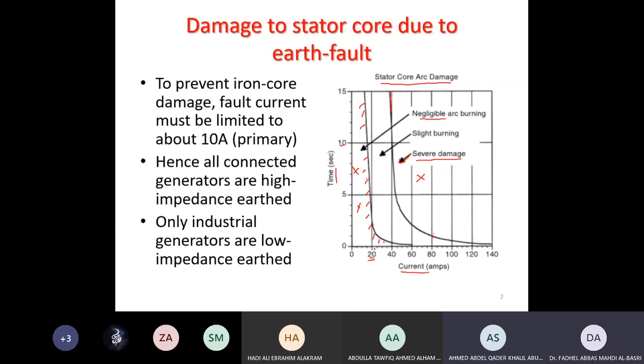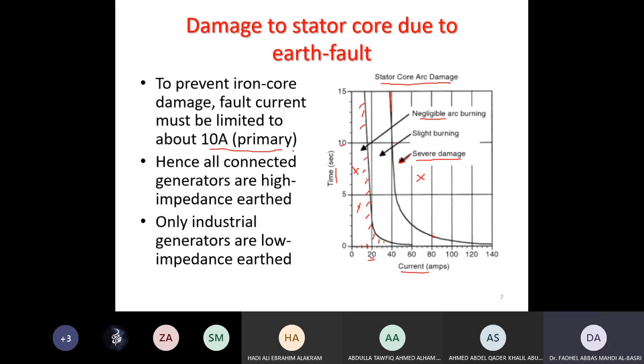Okay. So what we want to do here is limit the fault current, the ground current in the core, so that the ground current is roughly less than 20 amperes. Maybe 10 amperes is good, so I can stay longer before the stator winding gets damaged, before the stator core gets damaged. So I will limit the current to 10 amperes.